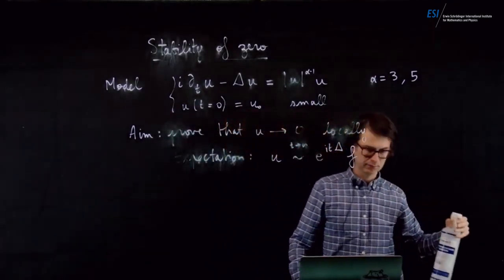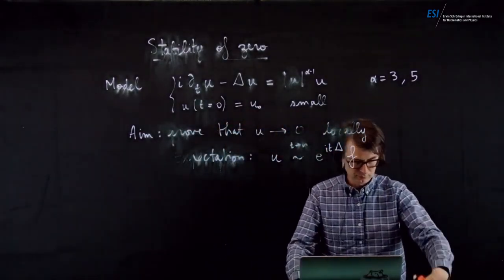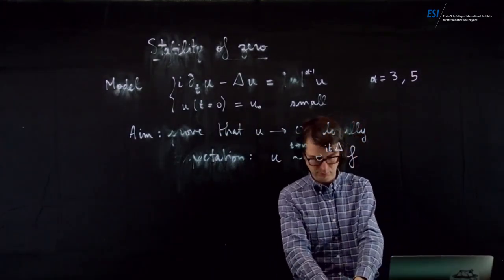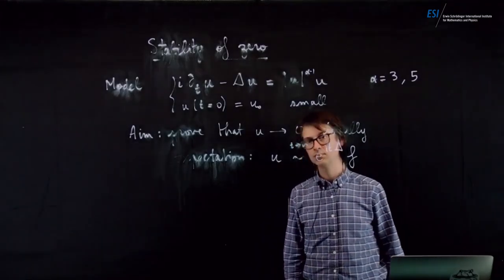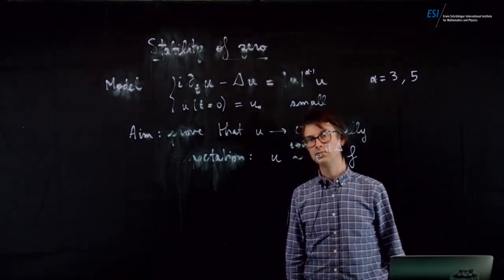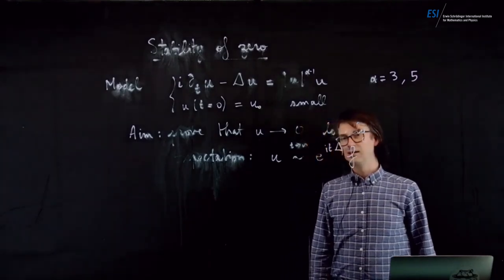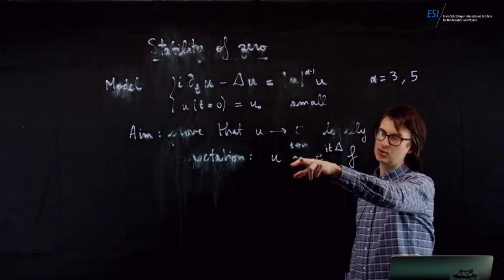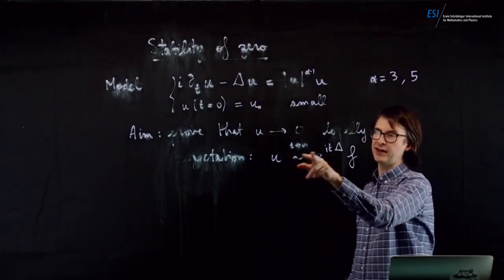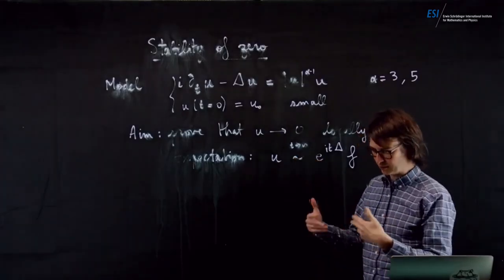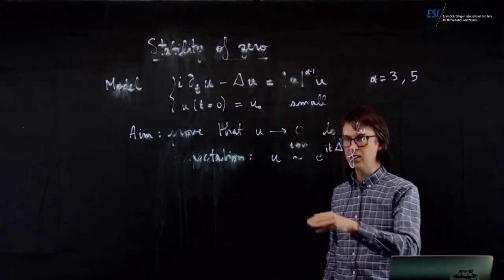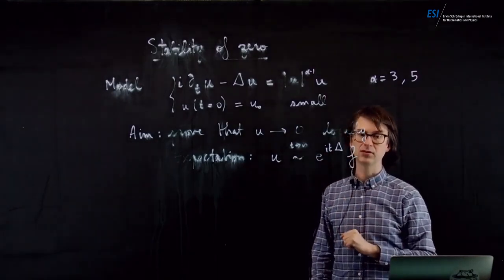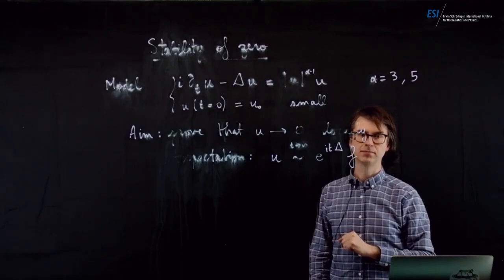So this expectation. That's right. Yes. I hope you can still read. So this is somewhat vague, right? This twiddle means that in some norm, in some topology, u looks like a linear solution for some f. Right. That's what I mean here. Thank you.